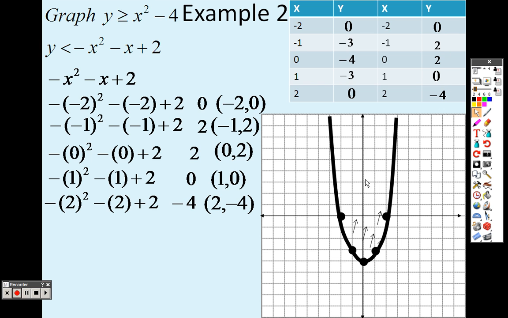So if I go to plot these, (-2, 0) is right there. (-1, 2) is right there. (0, 2) is right there. (1, 0) is right there. And (2, -4) is right here. So there's a matching point on the other side.